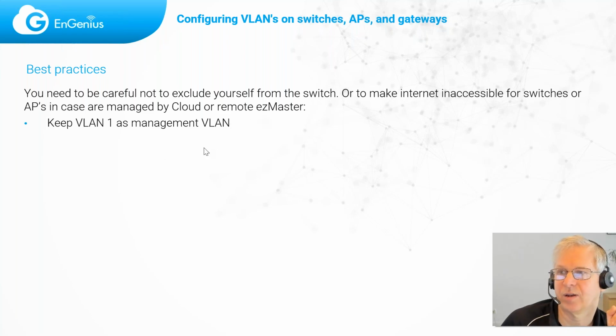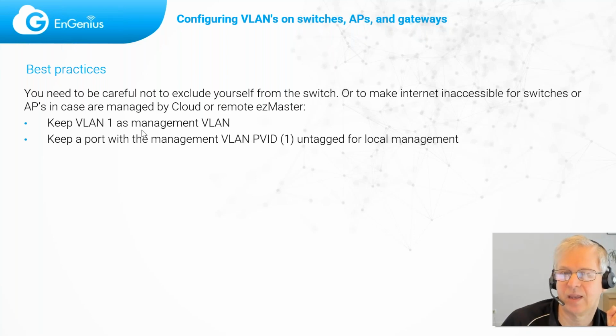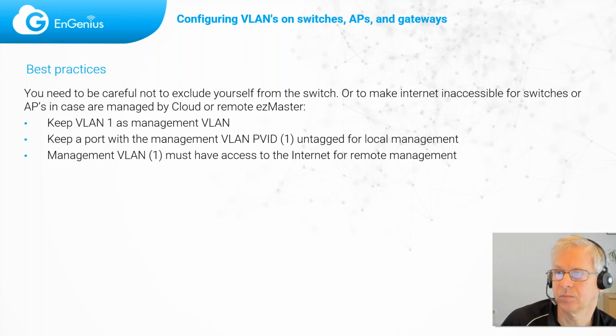One way to keep that under control is to keep VLAN 1 as a management VLAN. That will make life easier. Keep a port on any device or switch with the port VLAN, the management VLAN, untagged, so that you can always plug in for local management. And again, especially because we're talking about cloud stuff, the management VLAN must have access to the internet to be managed.